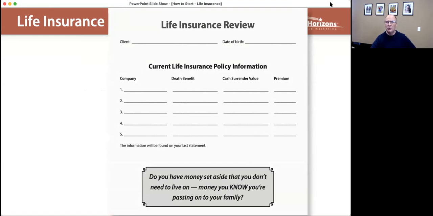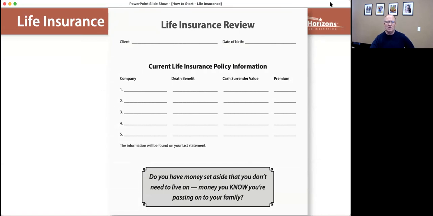Here's just another sheet that we came up with many moons ago, but this has been helpful when I have an agent call in and say, boy, so-and-so has a lot of different life policies. I don't know what I'm looking at for sure. This is just a form that we use here internally, but you can use out there.